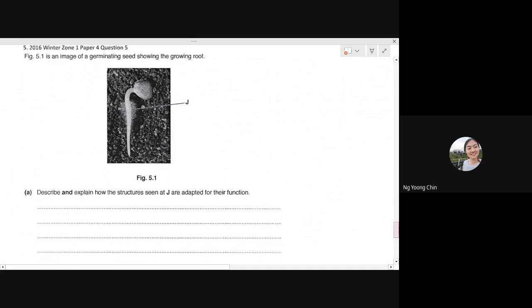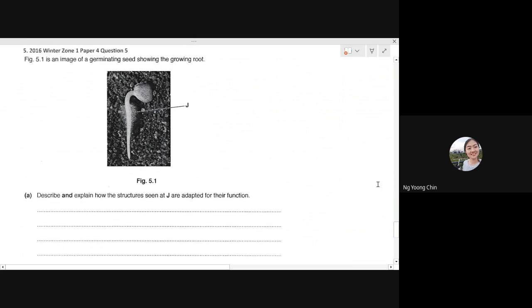Okay, so now maybe we can try to do this question, because we just learned it, right? This is the IGCSE past question. This image shows a germinating seed with a growing root. So Adam, Suyang, do you want to have a guess at what structure J is?